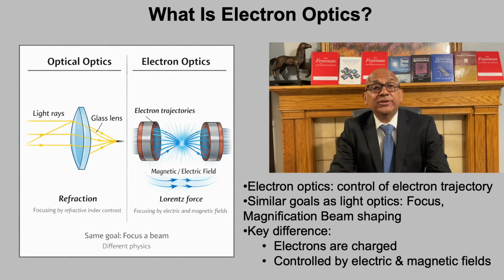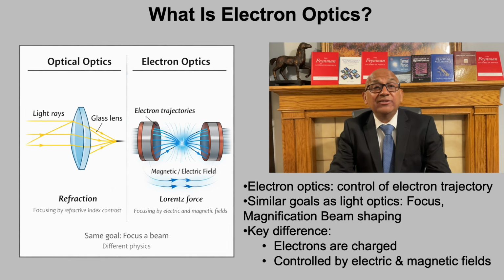Electron optics refers to the set of techniques used to control the paths of electrons as they travel through the microscope column. The goals of electron optics are very similar to those of light optics. In both cases, we want to focus a beam, control magnification, and shape the beam so that it interacts with a specimen in a controlled way.